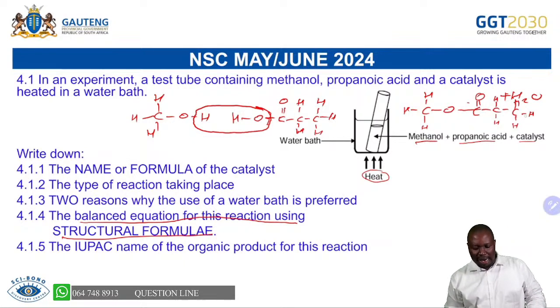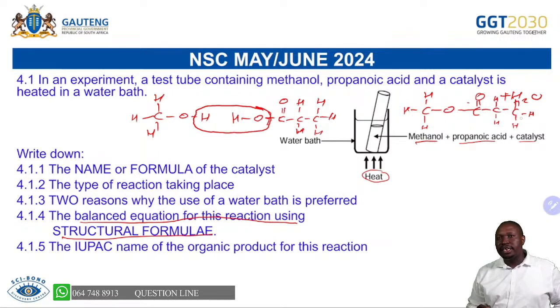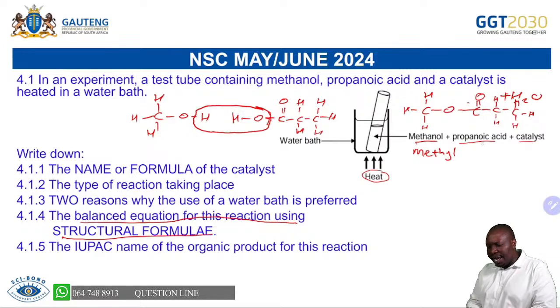So you are able to see that, and then that is your ester that is formed, and that is what we call esterification. Now, how do you name this? Remember, the alcohol becomes the alkyl group. So methanol will become methyl. The acid, remember what the acid did?